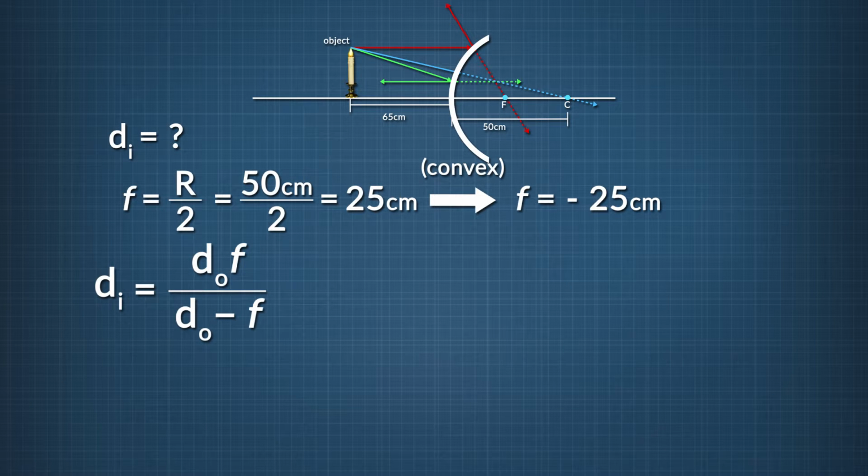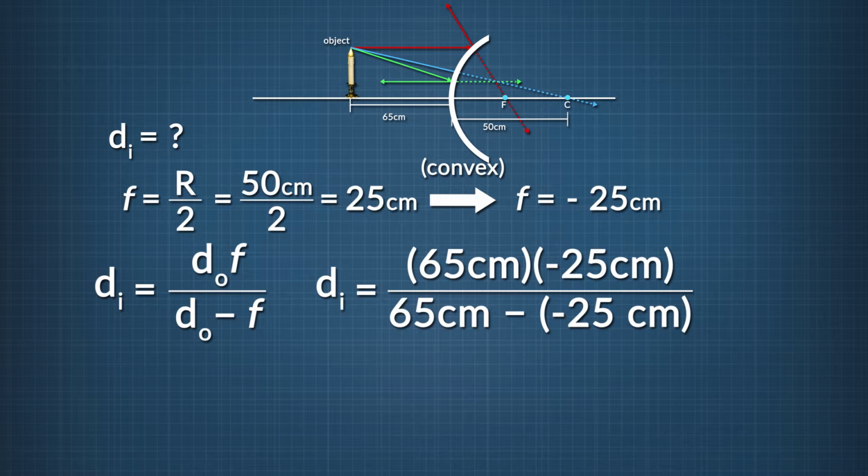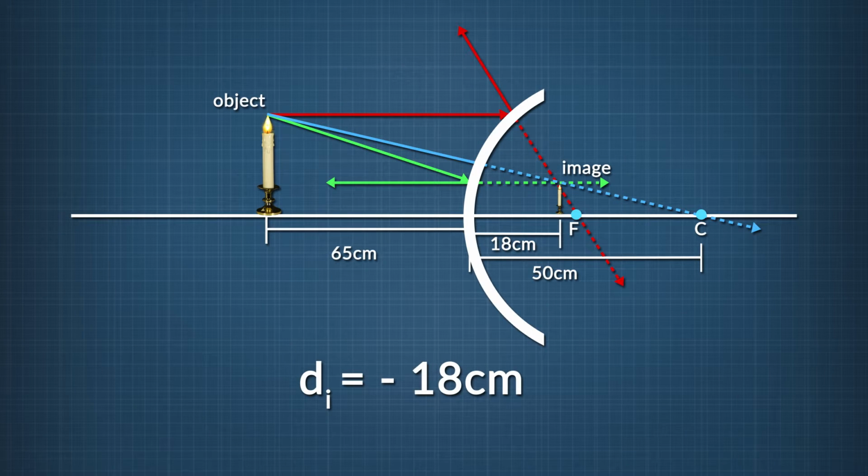Now let's insert the values of d sub o and f to solve for the image distance, d sub i. The object distance is 65 centimeters and the focal length is negative 25 centimeters. Having the correct signs on the numbers is very important. The fact that f is negative rather than positive, since the mirror is convex, completely changes our answer. We find that the image distance is negative 18 centimeters. That means our image forms 18 centimeters away from the mirror on the opposite side of the object.